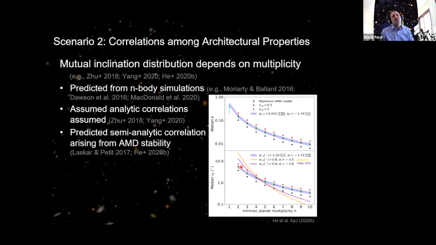In our case, we did not put that in, but rather let that emerge as a result of the stability constraint and the mutual inclinations. And we're able to see that when we put in systems that are dynamically stable in a long-term secular sense, we're able to get out a prediction for how this inclination correlation should fall if systems are near their threshold for instability due to the formation process exciting them.